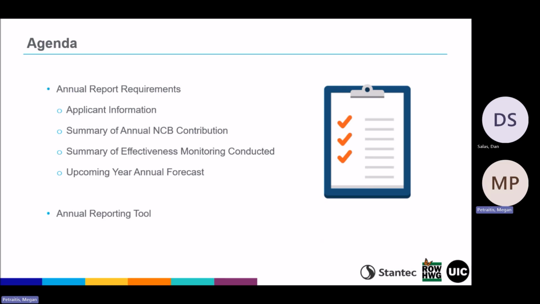We have your applicant information, so just the general information about your report. And then we also have the summary of the annual net conservation benefits contribution. So what kind of conservation you've been able to accomplish over the past year. The summary of the effectiveness monitoring conducted, so what you found while conducting monitoring, and lastly, what your upcoming year annual forecast will look like. And then at the end, we'll also have a demo of the annual reporting tool.